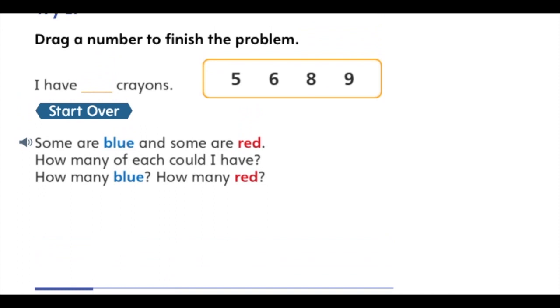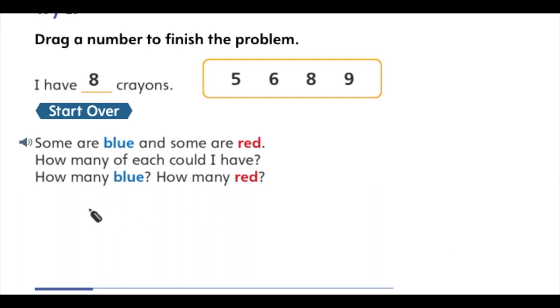Today you are going to solve some problems, and your math problems are about crayons. So let's do one together, and then you're going to have another one to solve, and you're going to get to try and make your own. So this one says, I'm going to use the number 8. I have 8 crayons. Some are blue and some are red. How many of each could I have? How many blue and how many red?